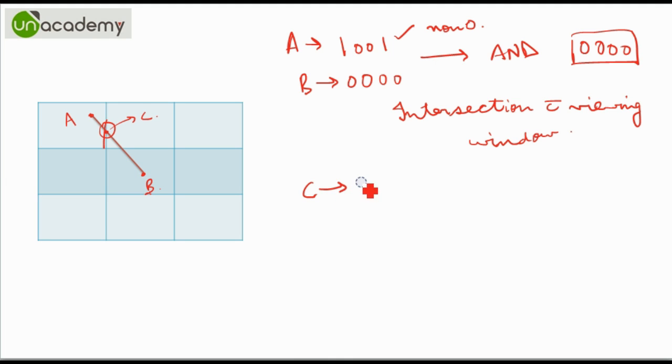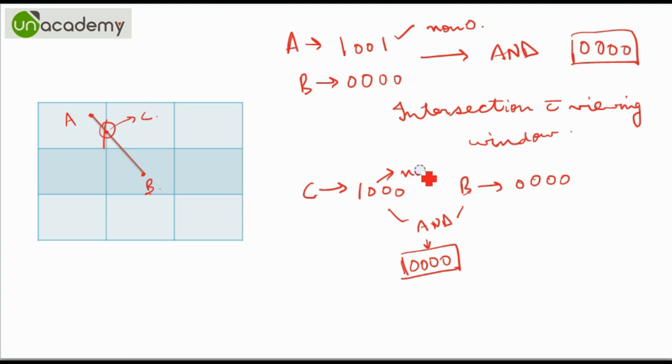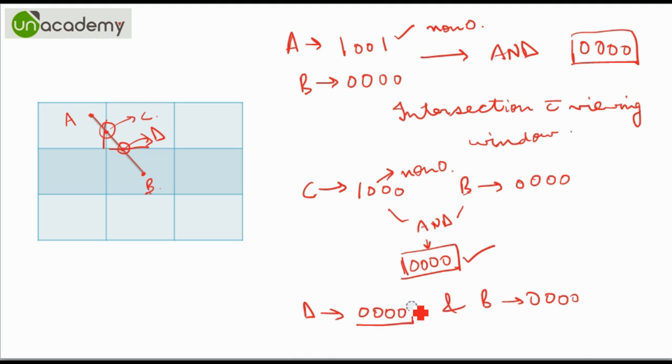C has the code 1000 and B has the code 0000. So now again we take the AND and get 0000. Still, two non-zero entities are giving output as 0, so we will again have to clip. This time we clip along this point and form D. Now D has 0000 and B has 0000. Both are zeros, so we accept. And the final line segment after clipping is BD.